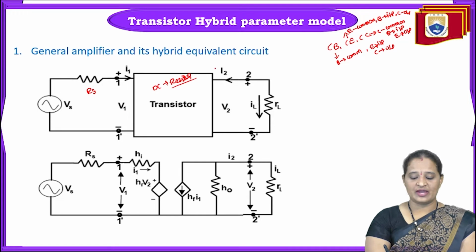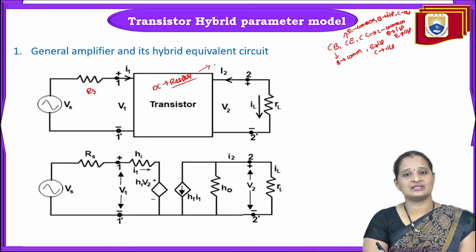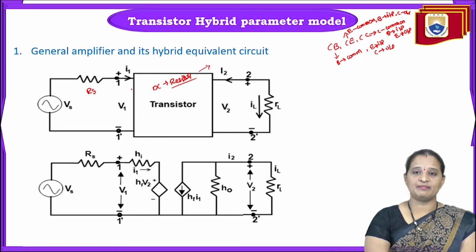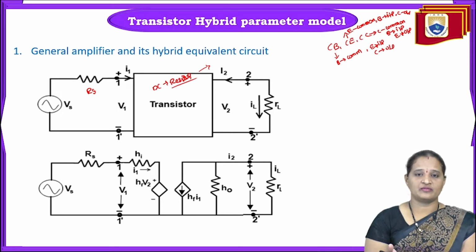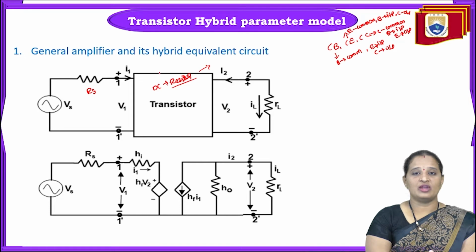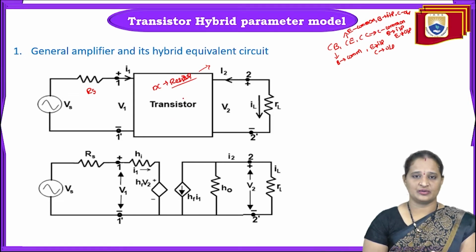So as I told you, the transistor can be approximated as a two-port network. So just replace the transistor because it is a non-linear device. Whenever we are going to perform some mathematical analysis, we definitely need to replace the non-linear devices with their equivalent circuit. That is why we are replacing the transistor with its H parameter equivalent circuit.